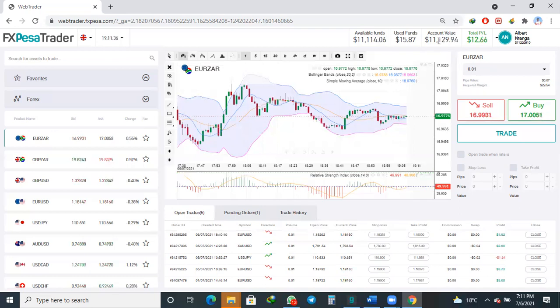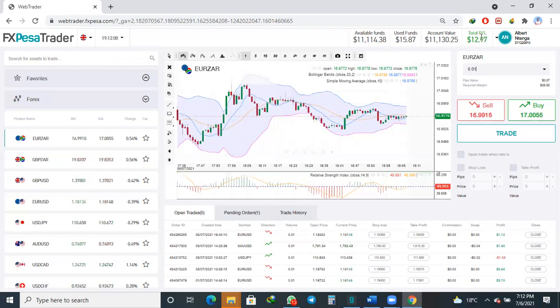Now, the account value is the total of your account, for this case, 11,130. Account value less the used funds will give a total of the available funds for you to trade.